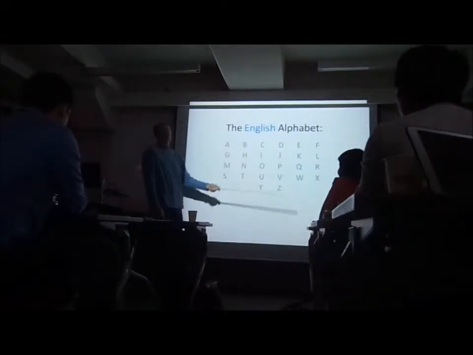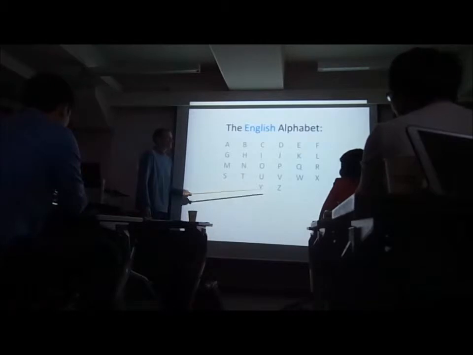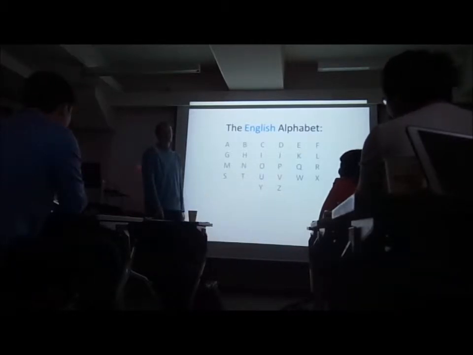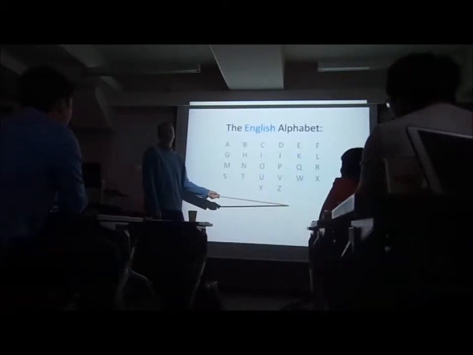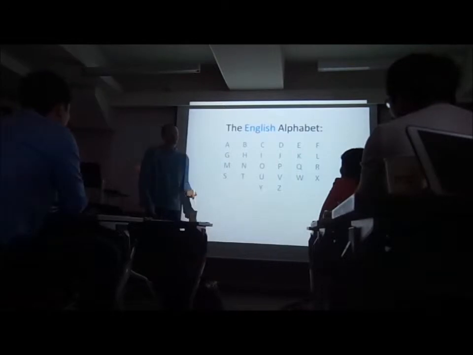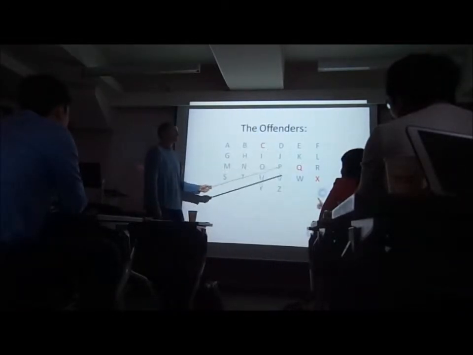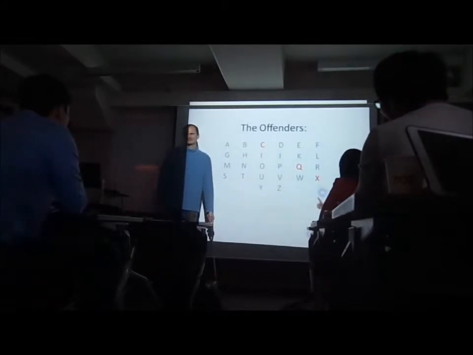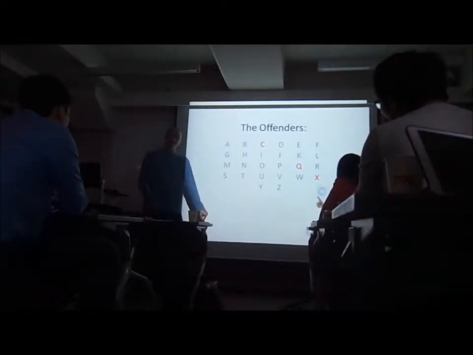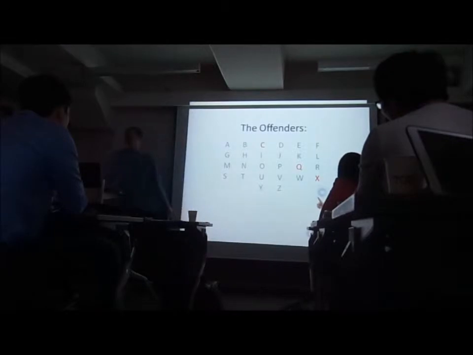Here's the English alphabet. We all know this. A, B, C, D, E, F, G, H, I, J, K, L, M, N, O, P, Q, R, S, Y, and Z. Is there anything wrong? The offenders: Z, Q, and X. Do we need them? Let's find out.